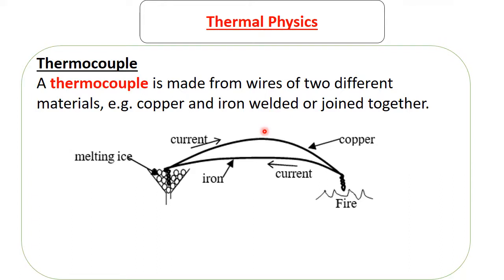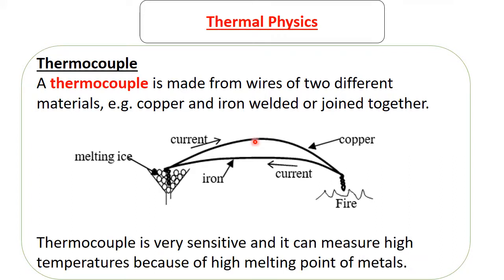A thermocouple is very important to be discussed because it brings in two new features. One, it is very sensitive. Any small change in temperature corresponds to a change in the readings, and it can measure high temperatures because of the high melting points of metals. These metals can't easily melt. So you can even measure the temperature of fire, which you can't do with a liquid-in-glass thermometer. You can't put a liquid-in-glass thermometer in fire to measure its temperature. So in such industrial cases, you use a thermocouple because these have high melting and boiling points.